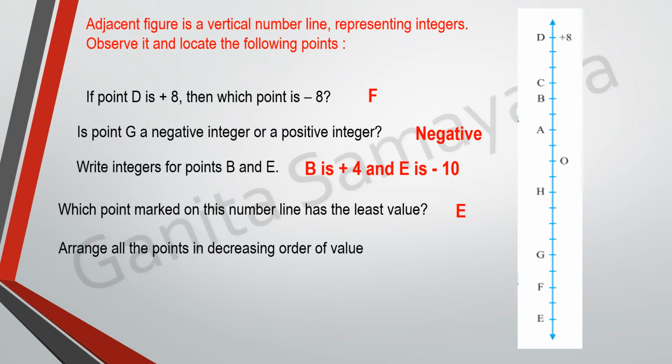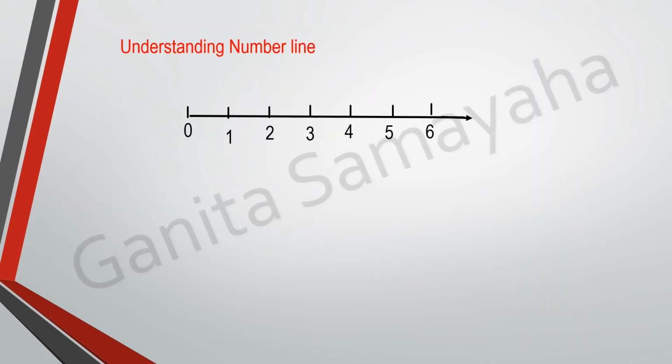And then arrange all the points in decreasing order of value. Decreasing means what? From the highest to the lowest. Which is the highest? D. So D, C, B, A, H, G, F and E. That is the order. Clear? So we have learned how to locate the point and also how to read any point. Is it clear? So this is about the number line. Let us proceed to understand more about this.